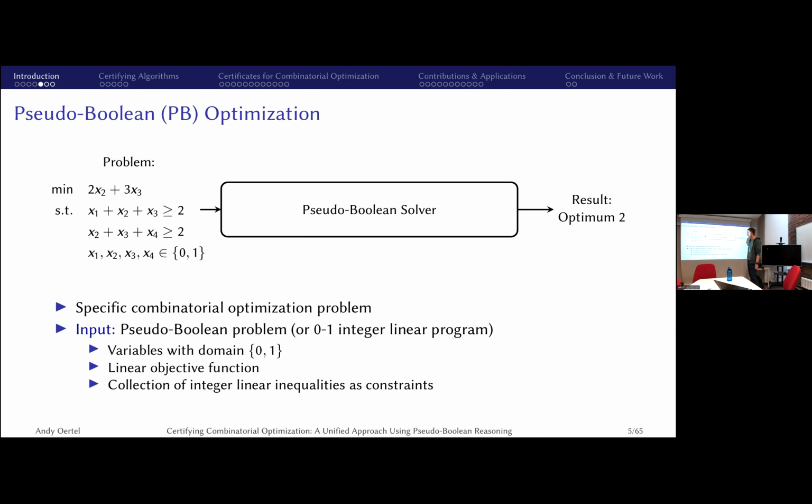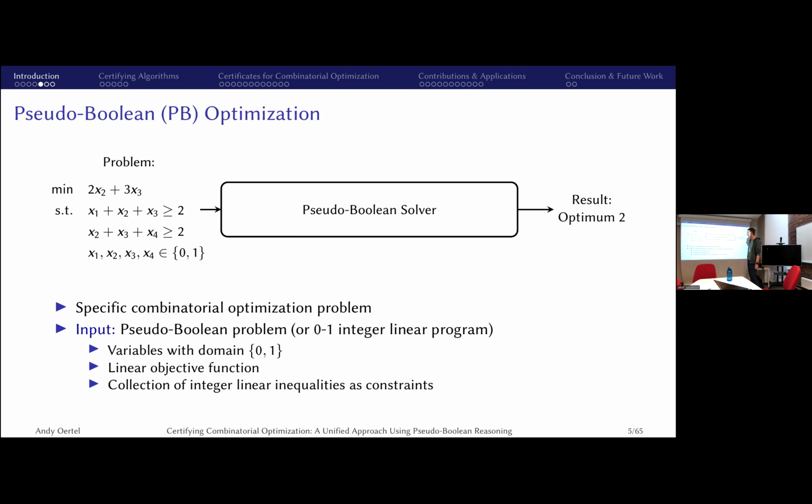And this we can see by setting x1 and x4 both to true, as they don't appear in the objective. Then we still have to set x2 or x3 to true, but it's cheaper to set x2 to true, or to 1.